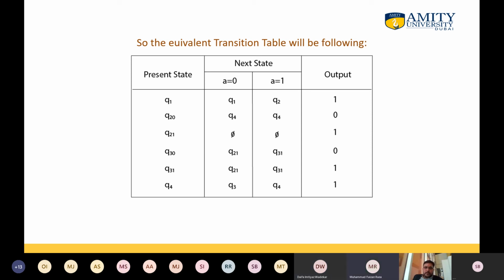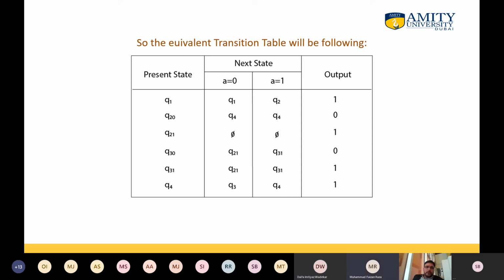Q1 will be the same. You are not splitting that. Q2 you are splitting into two parts, Q2 0 and Q2 1. Q3 you are splitting into two parts, Q3 0 and Q3 1. And Q4 is the same. You are not splitting since there was only one output. Any confusion, anybody now? No, sir.